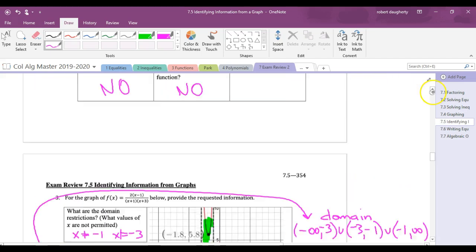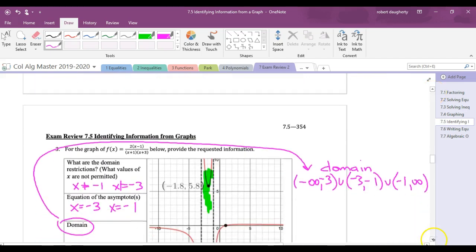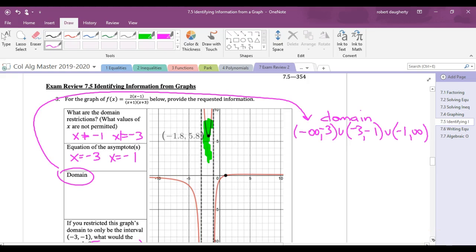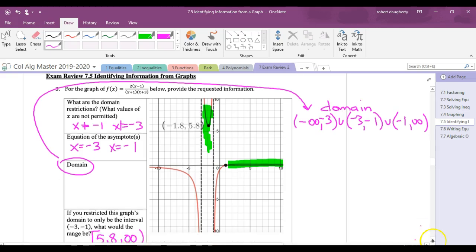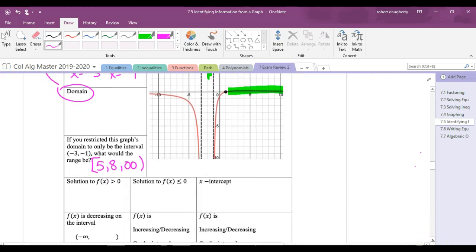Where's the function greater than 0? Okay, so again, it's just reading this graph. Places where I'm greater than 0, that's happening in this subpiece right here, and it looks like it's happening right here. So there are two places where I'm greater than 0. That's happening from negative 3 to negative 1, and the last piece is happening from 1 to infinity.